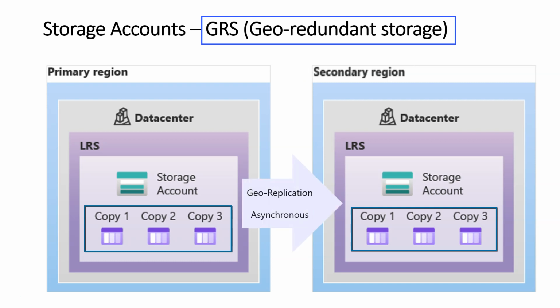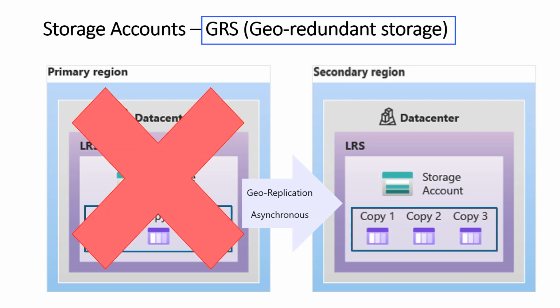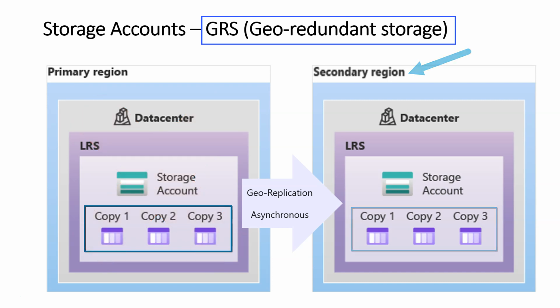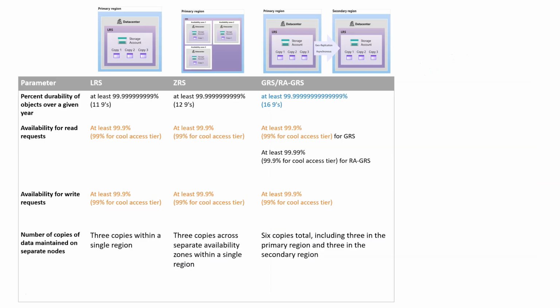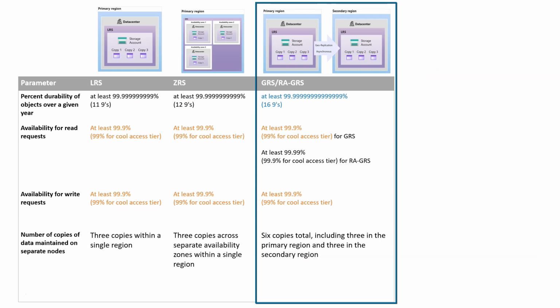And then asynchronous geo replication is enabled. Whatever is happening in the primary region, that data is asynchronously copied into the secondary region, and in the secondary region itself you have 3 copies. So you're talking about a total of 6 copies here, and they are in different regions. Even if one full region is down, the second region has your copy. So it increases the durability even further.